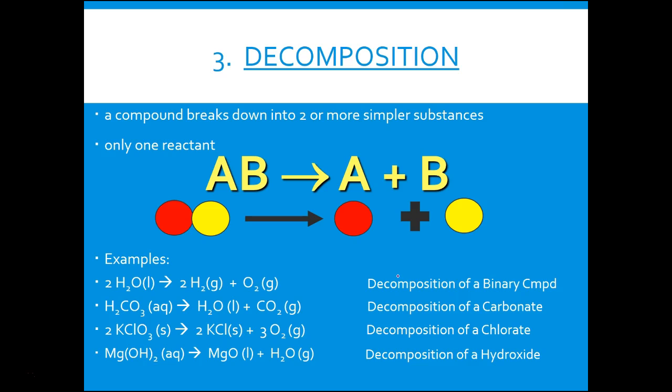So these are kind of important, because these items right here tell you what happens in specific situations. So we don't always just see binary compounds. Sometimes we see other things as well.